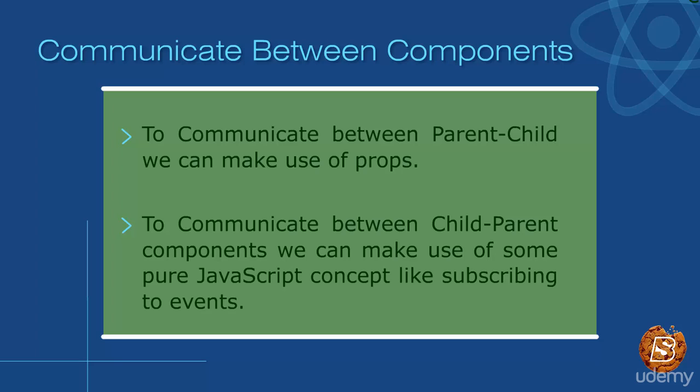Now over here we'll first take a look at how a parent can communicate to a child component, and then we'll take a look at how a child can call the parent component. So these two differences we'll take a look at. The first one is pretty simple. We make use of properties in order to communicate from parent to child.